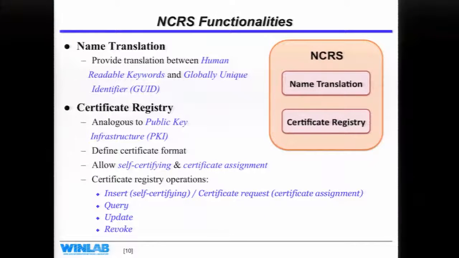The NCRS is not our focus, so here I would like to just highlight two basic functionalities of the NCRS. The first one is name translation. The NCRS provides a two-directional translation between human-readable keywords and GeoID. Also, it serves as a certificate registry, which is very similar to the public key infrastructure.